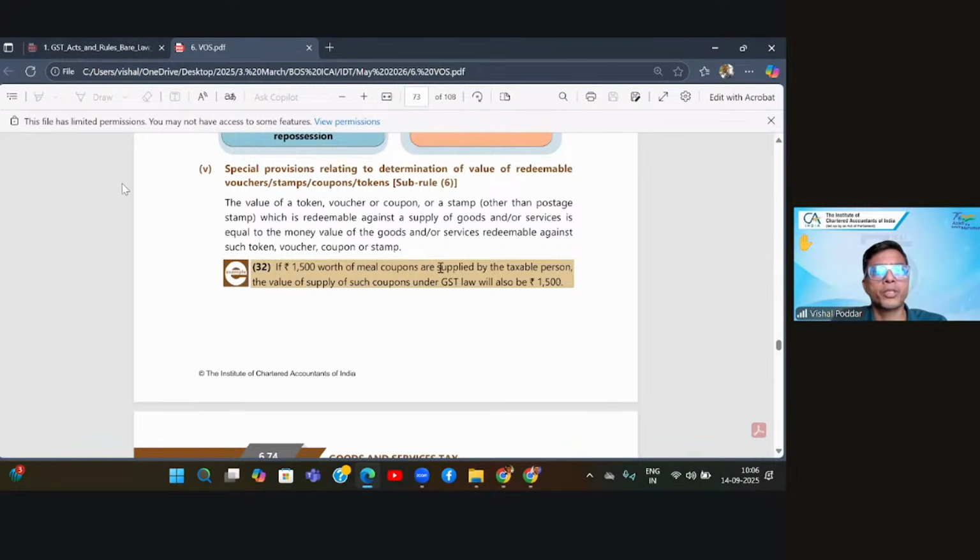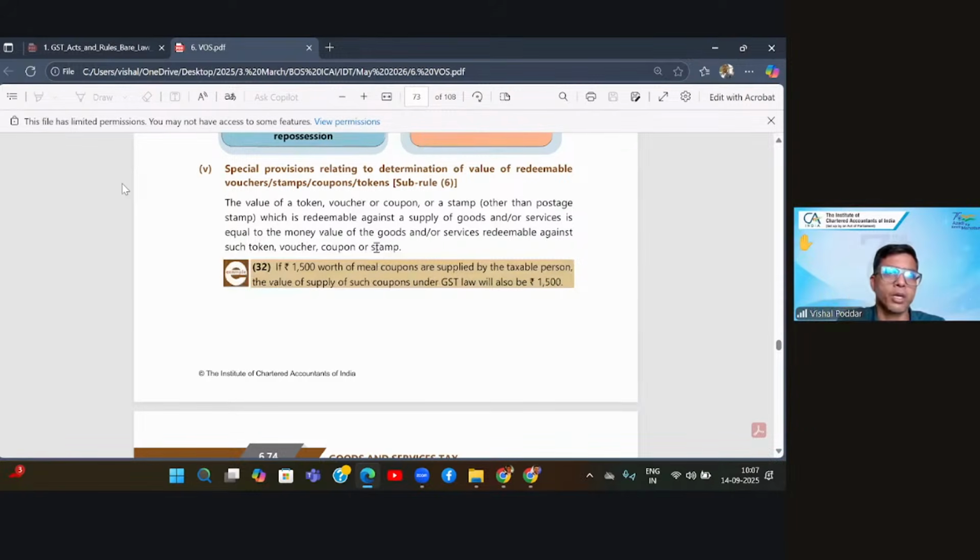And then come the special provisions relating to redemption, that is, determination of value of redeemable vouchers, stamps, etc. The value of a token, voucher, coupon or stamp which is redeemable against supply of goods or service is equal to the money value of the goods or service redeemable against it. Again, this valuation rule is not applicable now, because earlier there was confusion whether there would be any tax on vouchers, coupons, tokens. Now it has been clarified that vouchers, coupons and tokens are neither supply of goods nor supply of service.